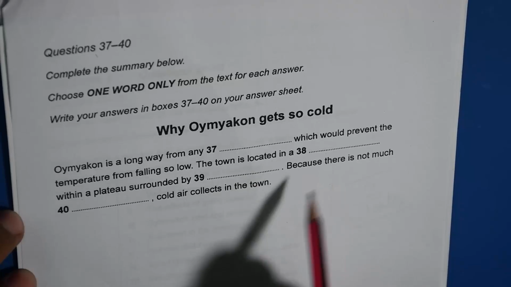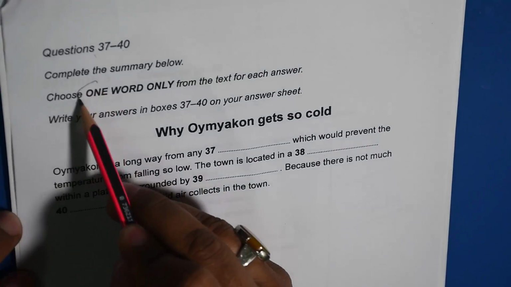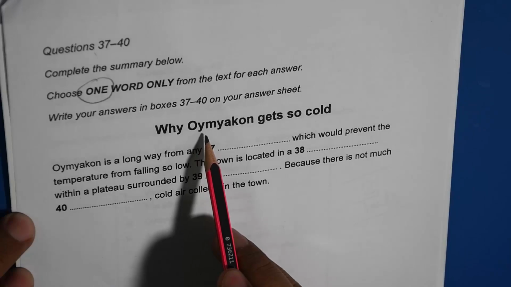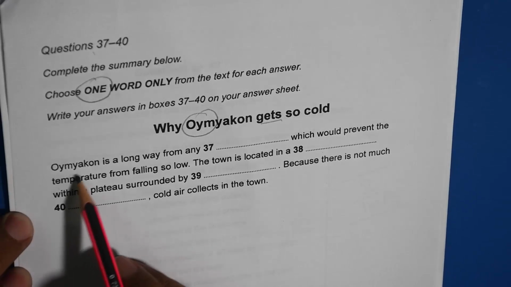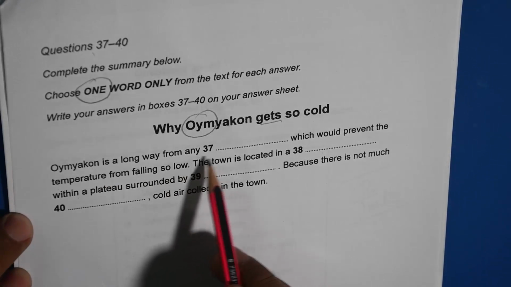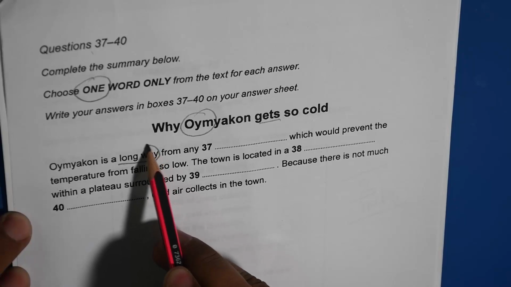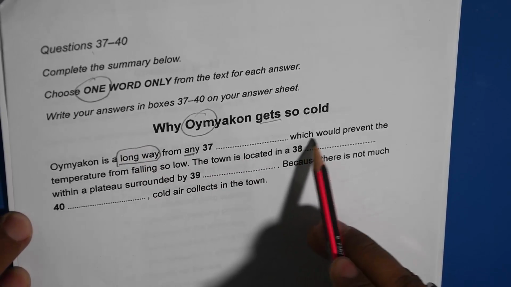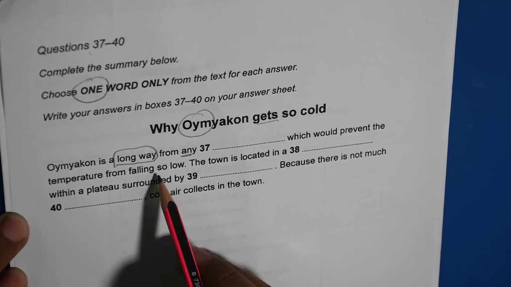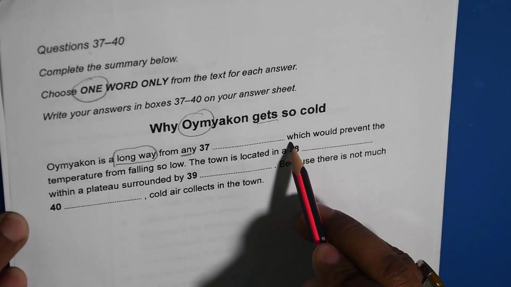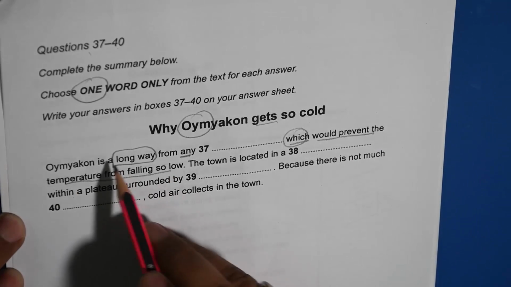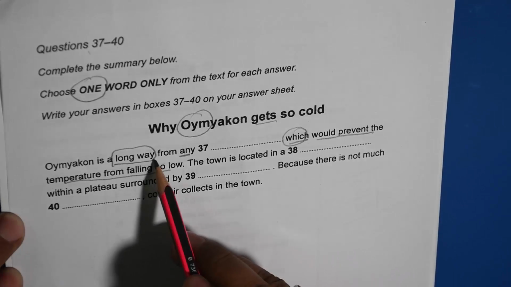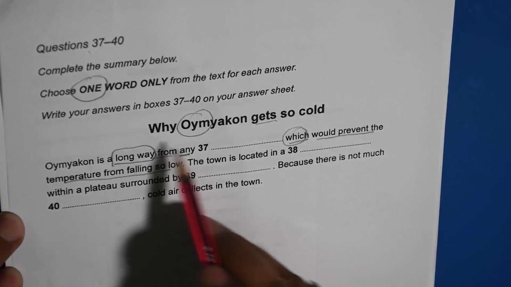As we are going to read all the passage, it's a good idea to go through these questions and keep them in mind. It's one word only. Oimyakon gets so cold. Oimyakon is a long way from any dash. Long way means far from any, which would prevent the temperature from falling so low. That anything is actually a relative pronoun, which would prevent the temperature from falling so low. So long way from means far from or at a long distance from.